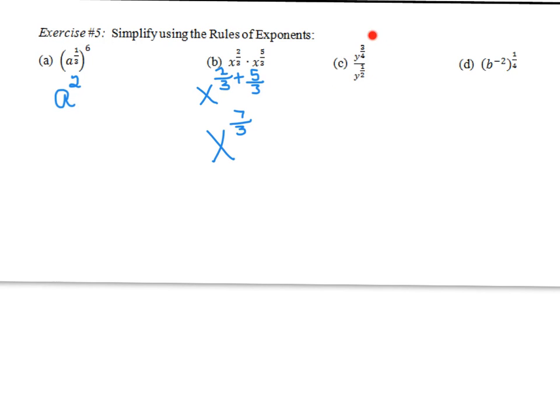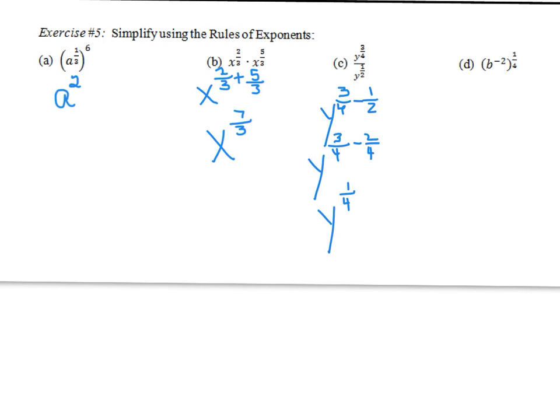In part C, I see that I have division between two exponentials that have the same base. So when I have division, that tells me keep my base of y and subtract the exponents. So that means that I'm going to have 3/4 minus 1/2. That's going to require a common denominator to subtract. So that's going to be y to the 3/4 minus 2/4, or equivalently y to the 1/4.